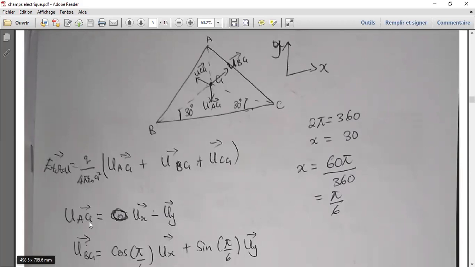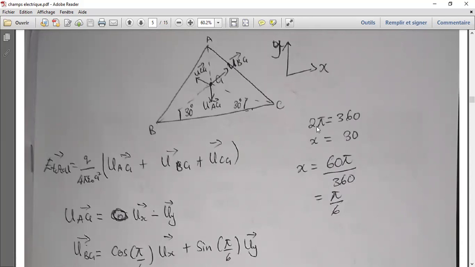Before we move on, on the E total, why is it 4 pi? But in the previous part, we found the 2 pi, epsilon 0.